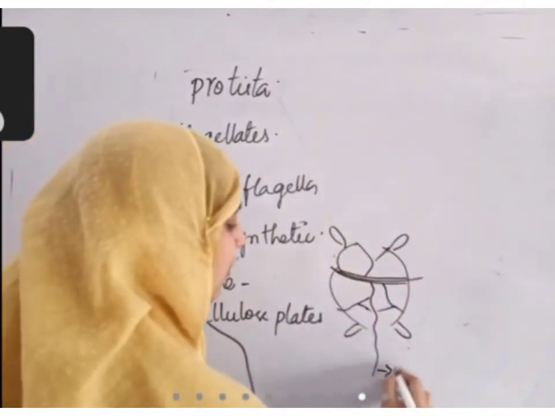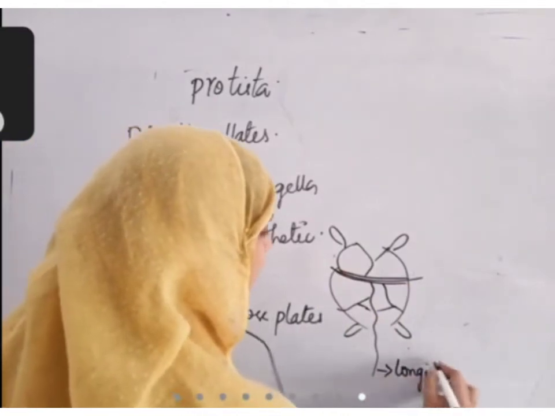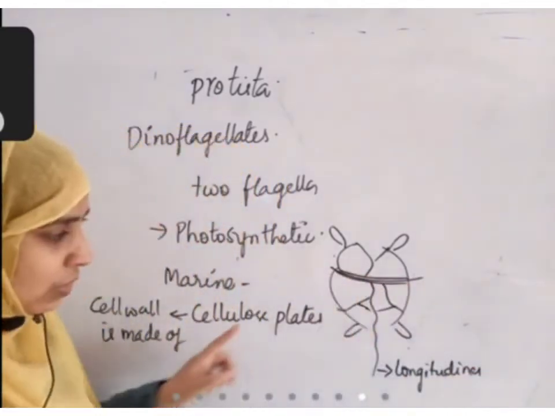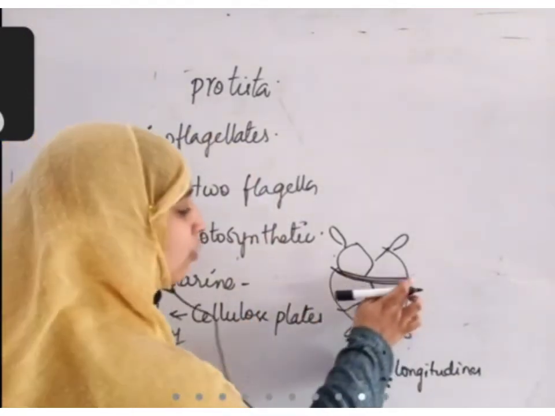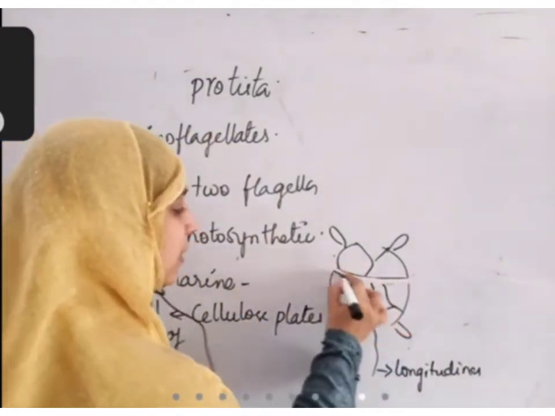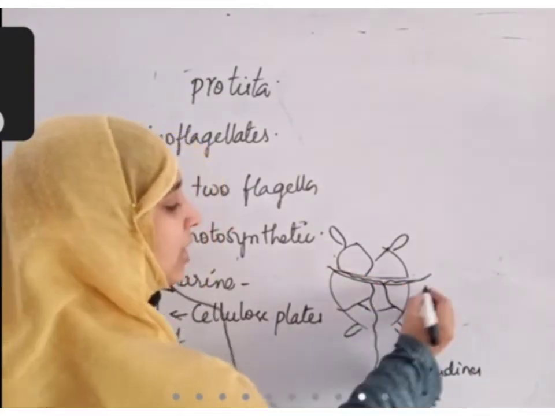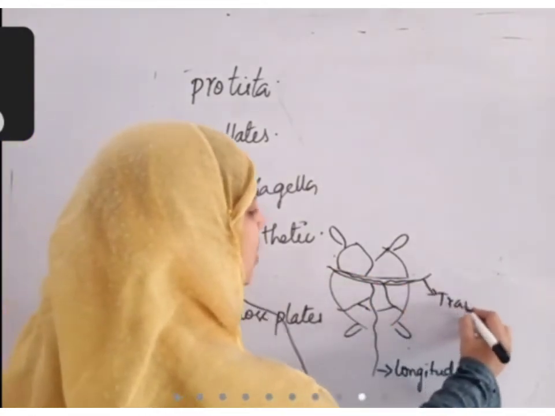This is the longitudinal flagella, and this is the transverse flagella. There will be some small gap in between the cell wall, and in this gap the flagella will be present. Okay, this is the transverse flagella.